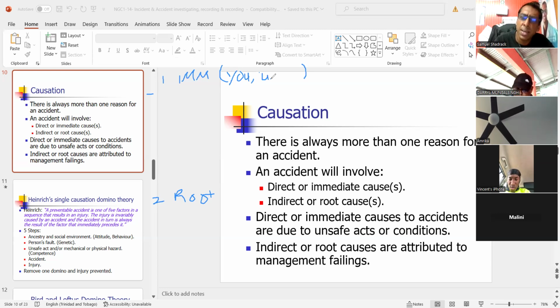Trying to see what I was going to write here. Unsafe acts. Oh, unsafe condition, right? So immediate causes are due to you as well as unsafe conditions.